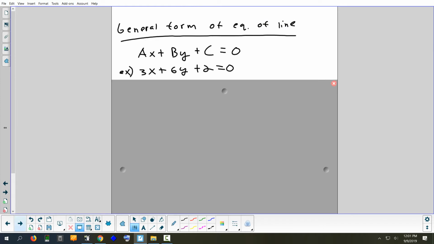This form we don't use very much. We use that a lot when you solve quadratics. Get it equal to 0. With lines, we don't really use it. So I don't really worry a ton about general form.